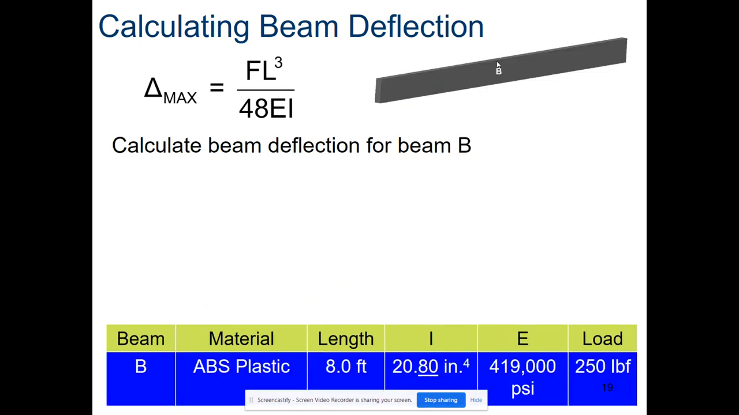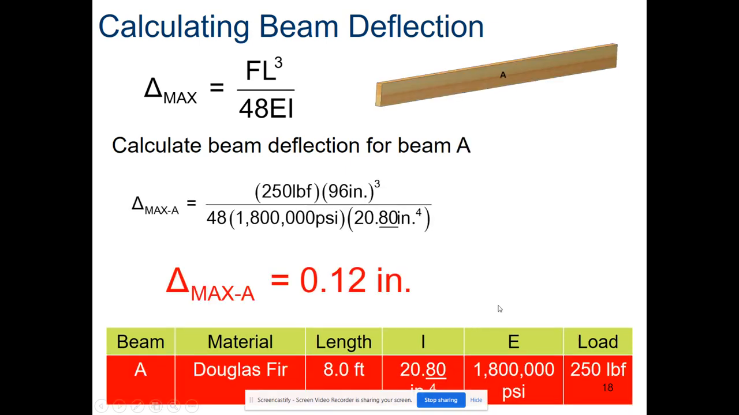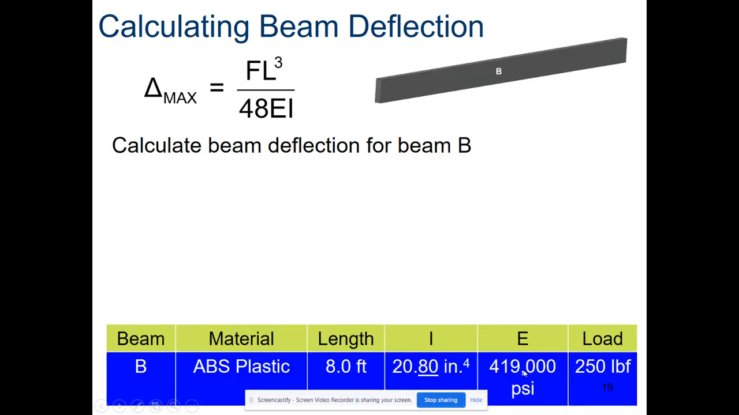If we come back and do the same thing for the ABS plastic beam, you're going to find that this one's a little different because our modulus of elasticity is way smaller. And so with that modulus of elasticity being in the denominator, the larger it is, the smaller this deflection is going to be. Just knowing what we know about math, the larger the denominator, the smaller the fraction will end up being. And so if I make this E smaller, which is what's happening here with our ABS plastic, we had 1.8 million back here with the Douglas fir. Now we've got 419,000. That's quite a bit smaller.